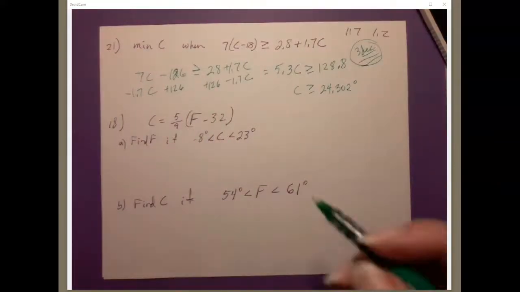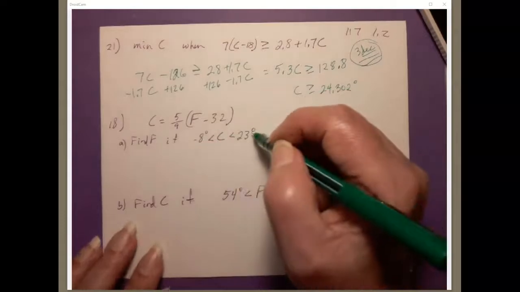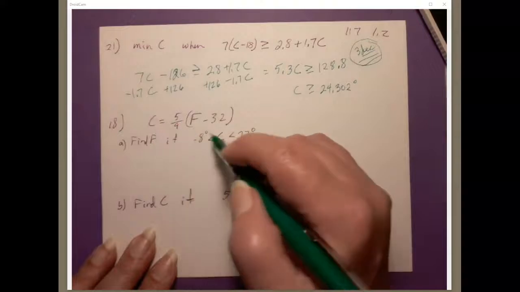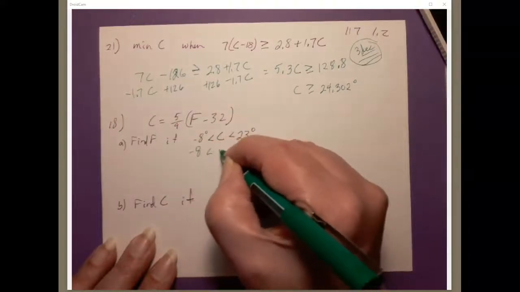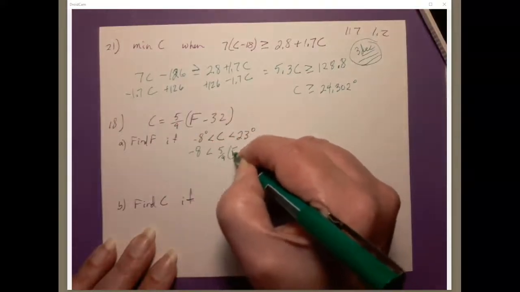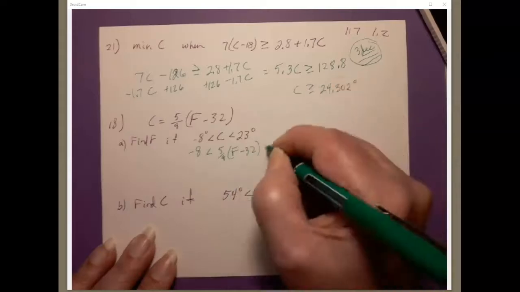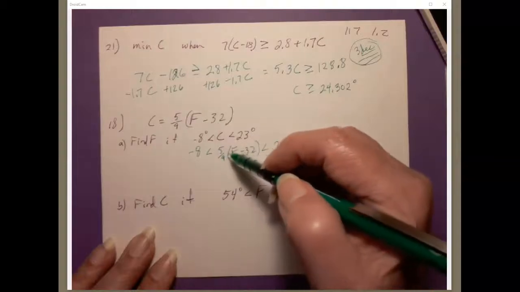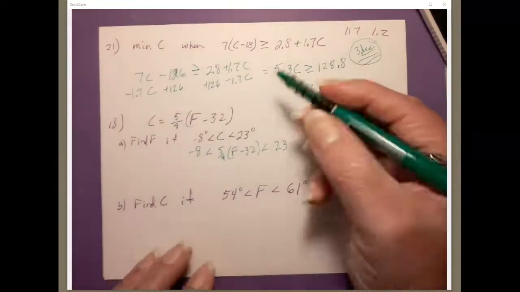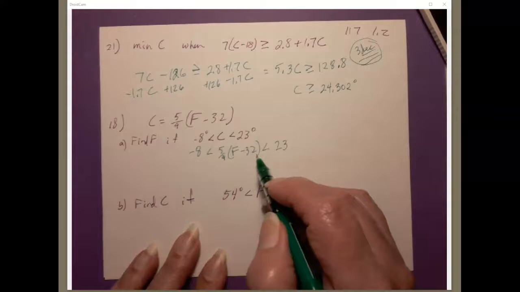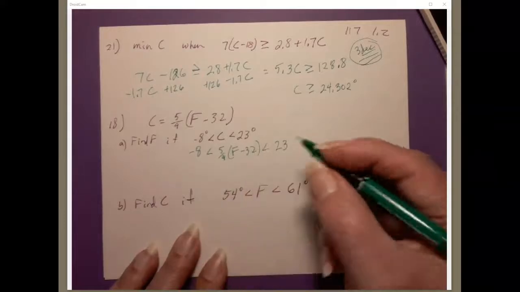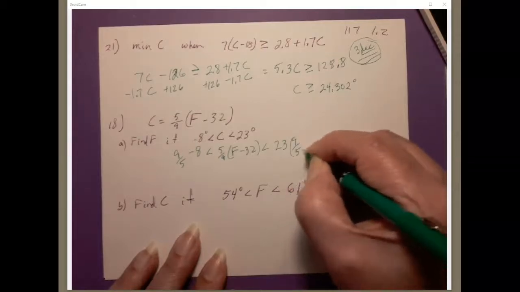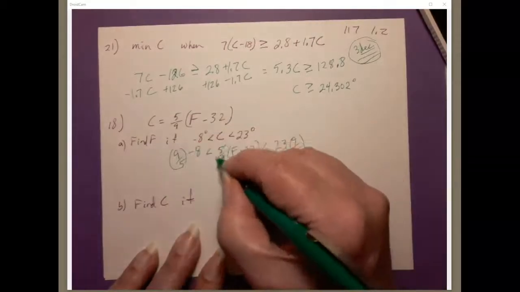For the next problem, I want an interval where C is between -8 and 23, and they give me a formula. So I want to find F, so I'm going to make a substitution for C. So -8 is less than 5/9 times F minus 32 is less than 23. All I've done is substitute this formula in for C. So to solve here, I'm going to get rid of the 5/9, I'm going to get rid of the 32, and I can get rid of the 5/9 really quickly by multiplying all 3 sides by 9/5. And that's going to go away.